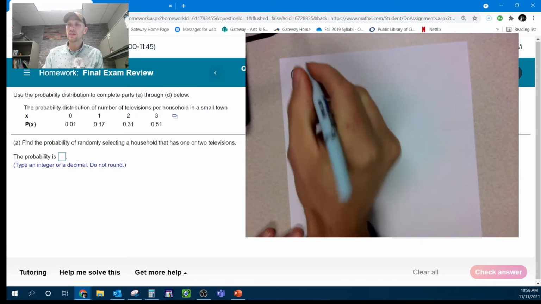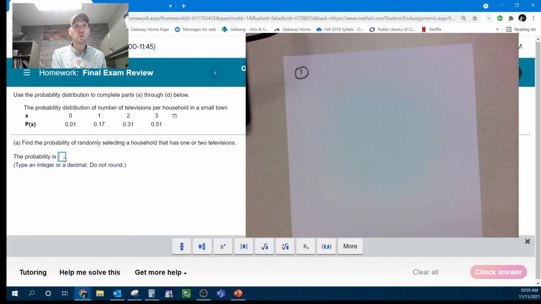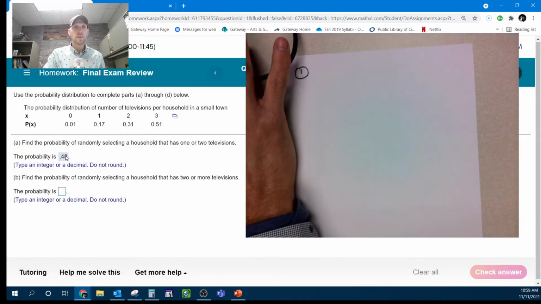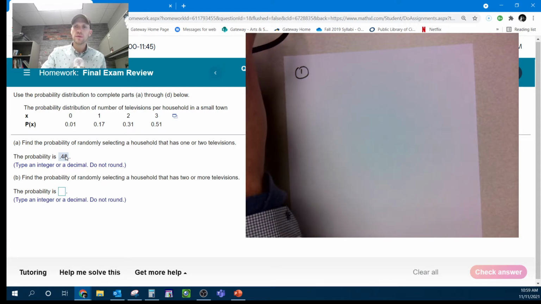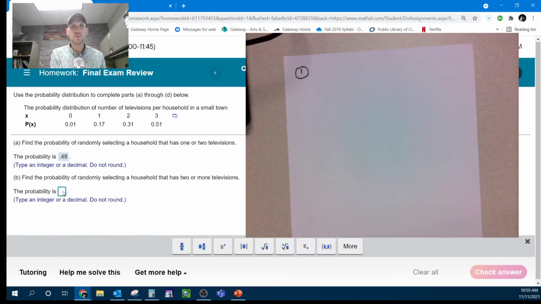So number one, we got a discrete probability distribution that we can handle, probably even without StatCrunch, probably easier just to do this straight up. It says find the probability that a household has one or two televisions. So just adding 1 and 2 gives me 0.48. Probability that it has 2 or more. So that's adding the probabilities of 2 and 3. So that's 2 or 3, adding those two together gives me 0.82.